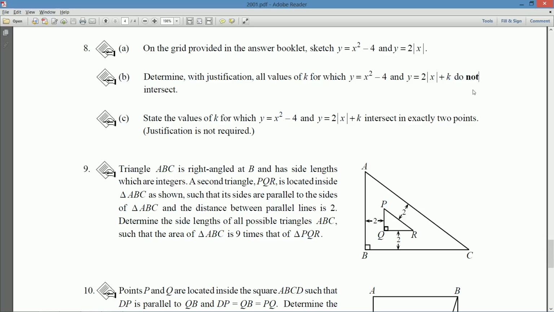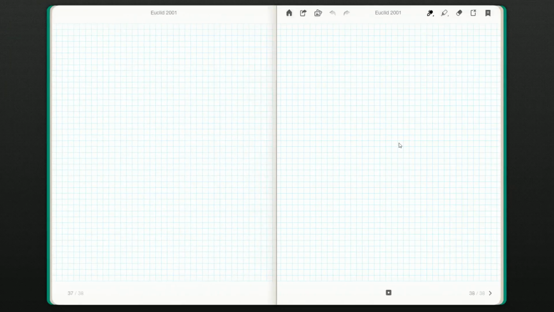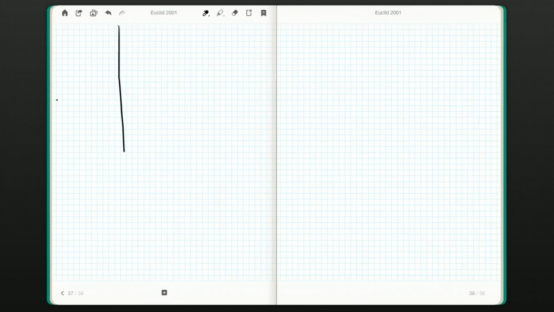So, what values where they don't intersect? Well, how about we draw a picture and see what that might look like? We'll do an even quicker sketch than we did before. So here we have the example of k being 0, but what about other ones? Now, the parabola is always going to be the same, so it's always going to sort of look like this.